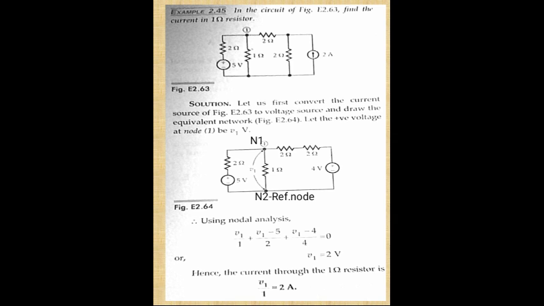Students, remember that when we write KCL equation at any node, we should consider all currents from the node as outgoing. If any current is incoming towards the node, we will write this current with minus sign.